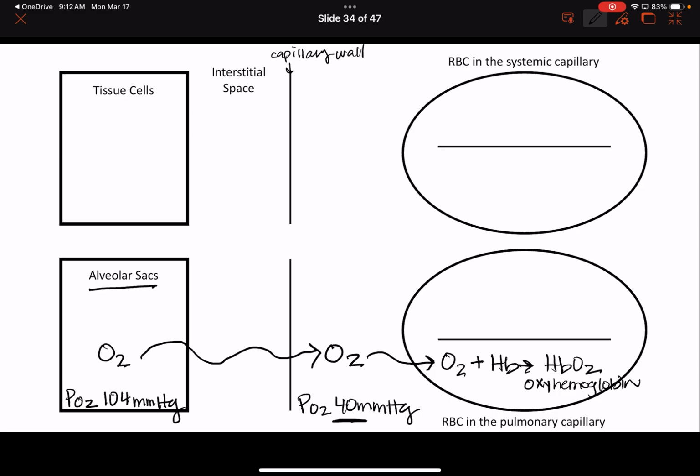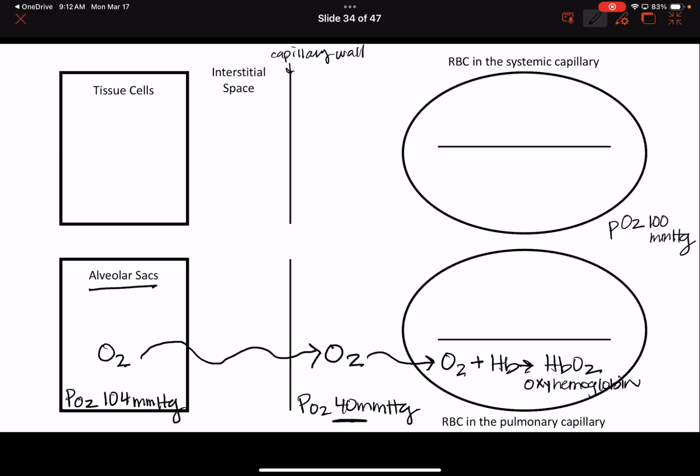So now we just delivered that oxygen to the blood. What is going to be our new partial pressure of oxygen on the other side of that capillary bed? What's our PO2 of oxygenated blood? 100. So now we just picked up that oxygen. Now on the other side of the capillary bed, we're at 100 millimeters of mercury.